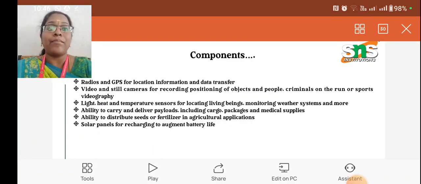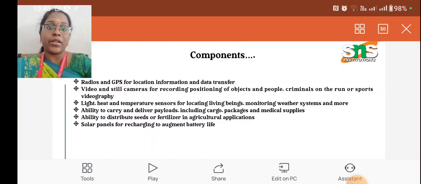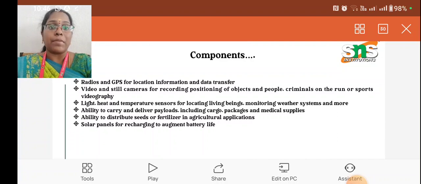It has to have some temperature sensors, light sensors and heat sensors for locating living beings or monitoring weather systems and more. If these sensors are available, it is capable of interacting with the IoT application, and it will be helpful for sensing the light, heat and temperature, so that the data which has to be interpreted by the drone could be done directly without any deviation, and that data will be stored under the drone applications.